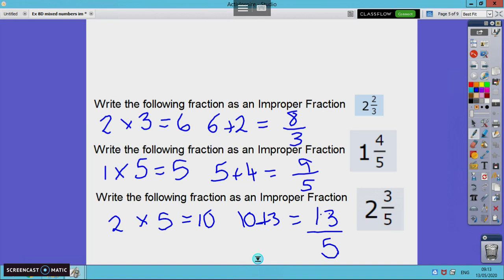So if you're still not sure, I would go on My Maths and have a little look at their lesson on there, but I'm sure you'll pick this up absolutely fine. Multiply the big number by the denominator, add the numerator, and write it over the denominator.